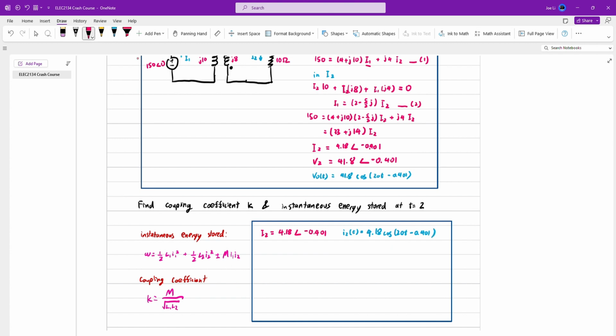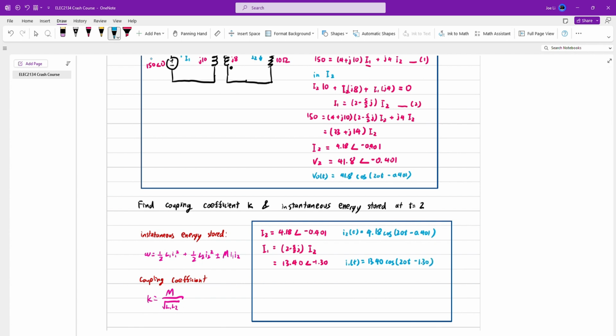Now let's do the other one, I1. For I1, we can simply use equation 2 over here. So equation 2, what will we end up with? We'll end up with 2 minus 5/2 j times I2. We already have them, so we just need to chuck it into our calculator, and we'll end up with 13.40 with the phase of negative 1.3. Cool. Now, in the time domain, this is going to look like I1(t). You could simply say 13.40 cosine of 20t minus 1.30.